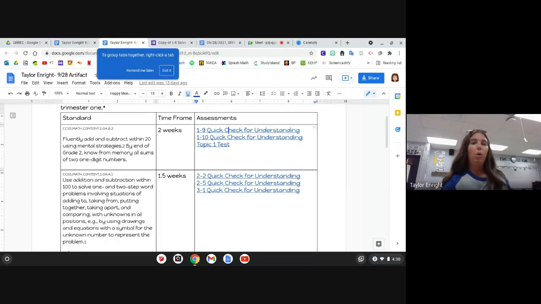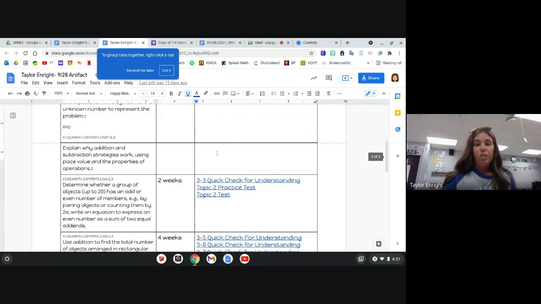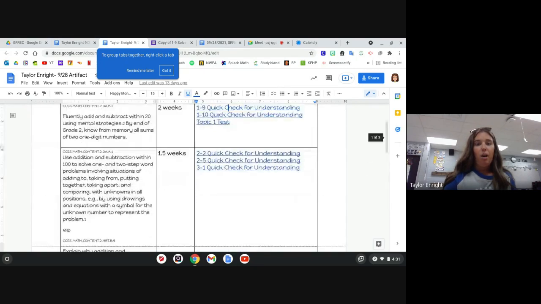Even the worksheets that we do, I scan those in so I can upload them here, just so I can have them in the future to know that all of these activities and assessments went with this standard. And then it just goes down. Like I said, we just mapped out trimester 1.